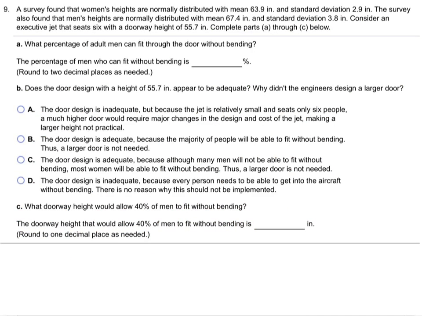All right, how are we doing on this? Number 9. Survey found that women's heights are normally distributed. This is getting to be the same every time. Survey also found that men's heights. Is this the same thing? No. Oh, an executive jet. It seats 6 with a doorway height of 55.7. Complete parts A through C below. What percentage of adult men can fit through the door without bending?